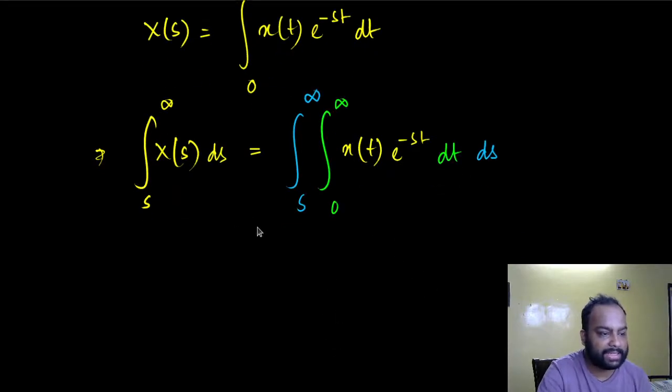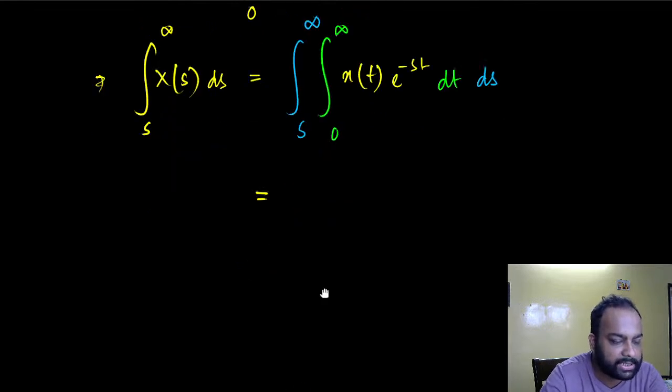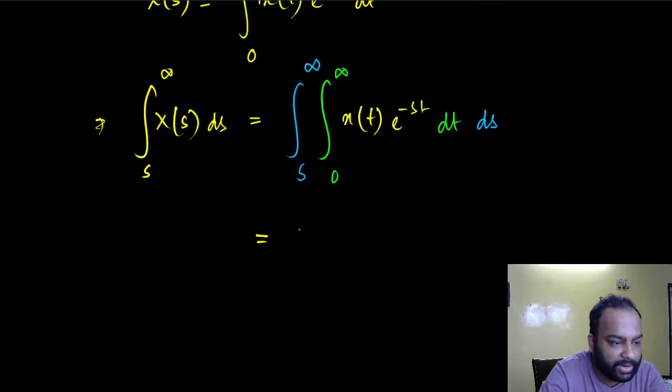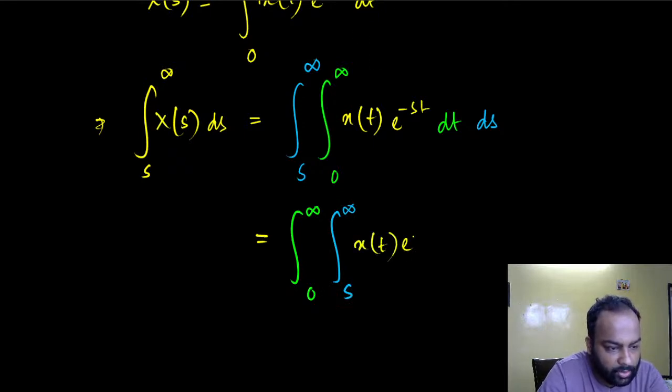As a standard trick, we're going to change the order of integration here, because the functions are well behaved in our discussion. So the integration from 0 to infinity will go outside, and then we have the signal e to the power minus st, and with the changed order of integration, it will be ds.